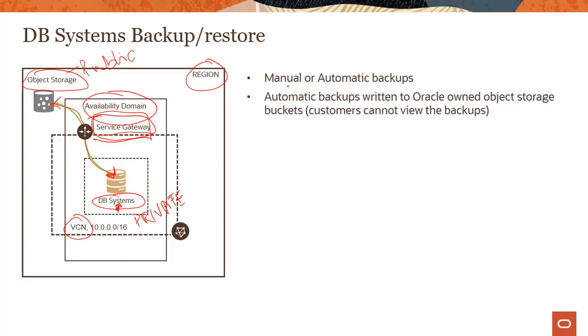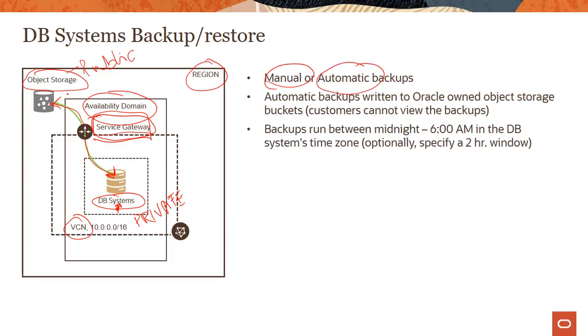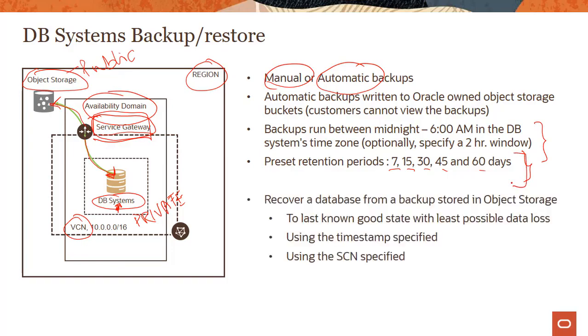Now, using that, you could do manual backups. You could do automatic backups. Automatic backups, as you see here, are written to object storage. There is a particular window in which it runs. There you could keep the backups for 7 days, 15, 30, 45, or 60 days, of course. And you can always archive it for in object storage for long-term archival, but these are the preset retention periods we support. And you could recover the database. So if, let's say, the primary database has a problem, you could always recover from your backups, and there are different options for recovery.